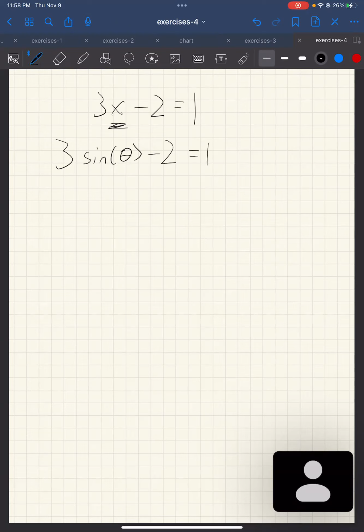Well, we can add 2 to both sides to get 3 sine of theta is equal to 1 plus 2 is 3. So I divide both sides by 3 to get sine of theta is equal to 1. Well, this has a solution for theta. If we look at the unit circle, where is sine equal to 1? And sine is our y value. So we look around there and we see one value on our unit circle from 0 to 2 pi, and that is pi over 2.